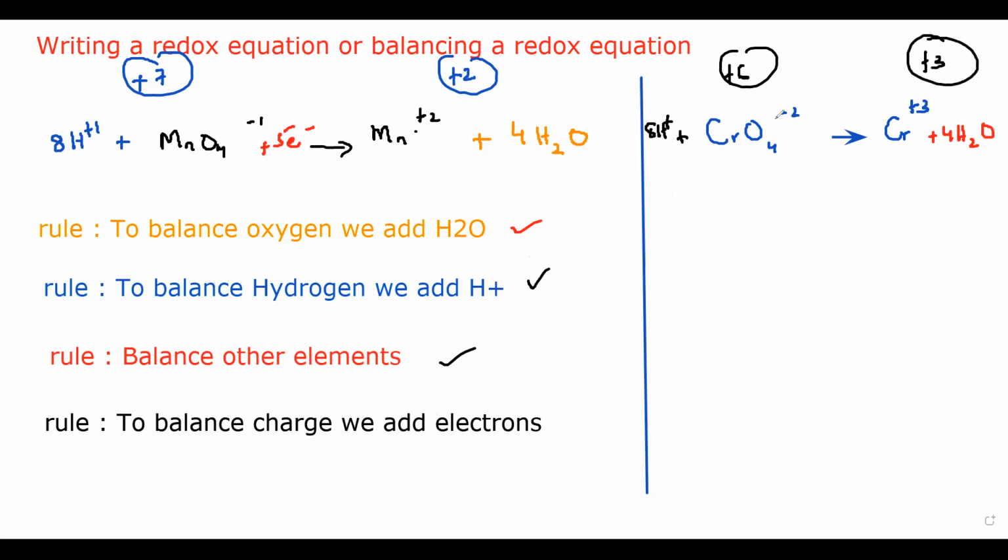So where should I add electrons? I should add electrons on the left hand side. And how many electrons should be added? So 3 electrons should be added. So this equation is balanced in terms of oxygen, in terms of hydrogen, and in terms of other elements as well as electrons.